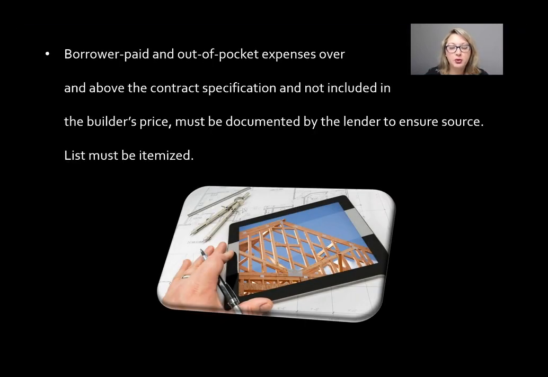Also, any borrower paid or out-of-pocket expenses paid by the borrower over and above the contract specification and not included in the builder's price must be documented by the lender to ensure the source. And all of those items must be on the list, must be itemized. So the lender needs to ensure whatever was paid by the borrower out of pocket and over and above the specifications, any funds used to pay for those must be an acceptable source according to FHA guidelines.